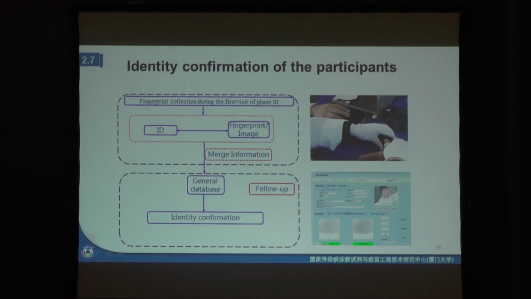And also we have software to collect the fingerprint of each of the participants in our phase 3 clinical trial. And also we have their photo recorded in our software. So during the follow-up for those hepatitis cases, we would confirm their identity through the fingerprint and their photo.